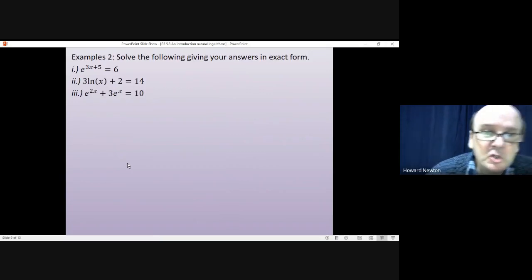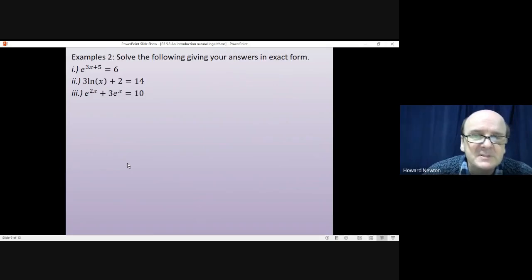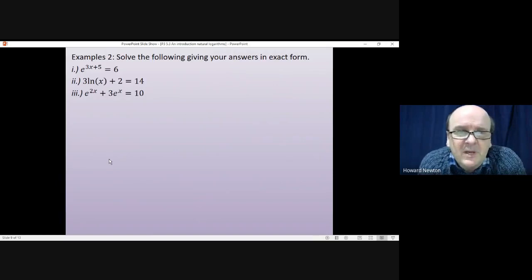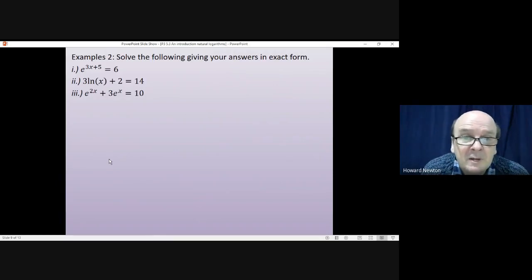Now, question 2, it's the same idea. The questions are a little bit harder, but it is very much the same idea. The third question will require you to make a quadratic equation, so that one is a bit harder. But anyway, I'll let you have a go at doing these yourself first. So pause the video, have a go, and come back when you're ready.